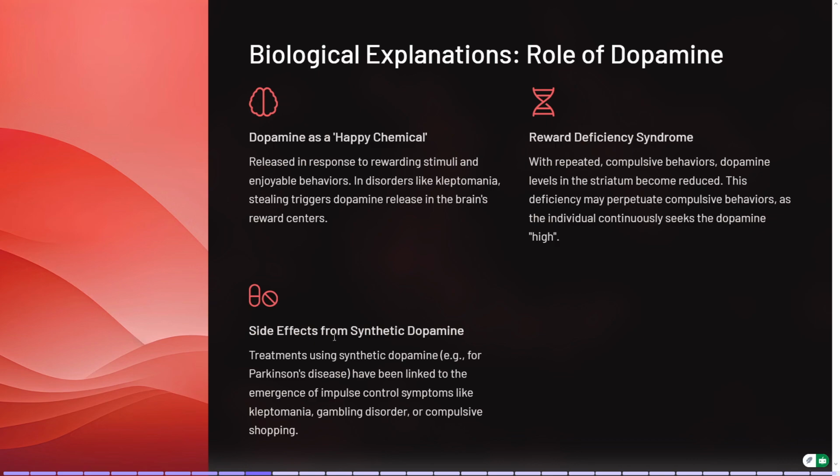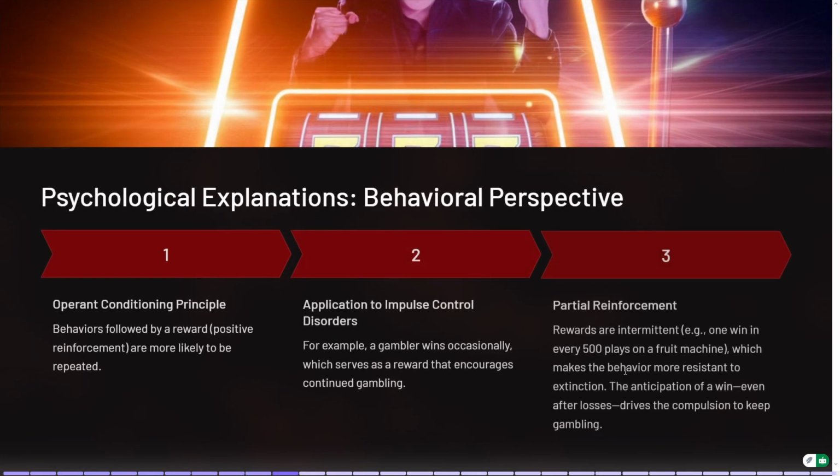Now, what is the side effect of synthetic dopamine? Treatment using synthetic dopamine, for example for Parkinson's disease, has been linked to the emergence of ICD, impulse control symptoms like kleptomania, gambling disorder, or compulsive disorder. Moving on from there, the psychological explanation, the behavioral perspective of the causes of ICD.